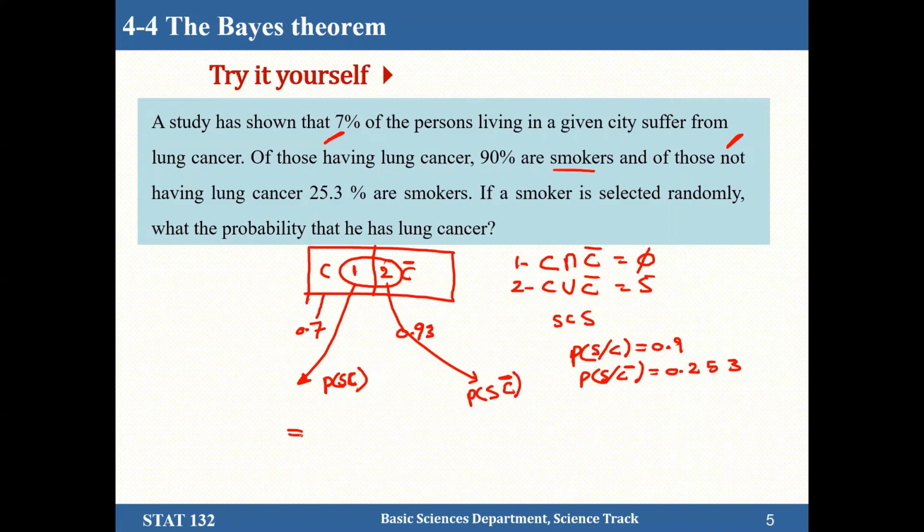So how to find this? Just this equal P of S 0.7 multiplied by 0.9. This one equal 0.93 multiplied by 0.253.